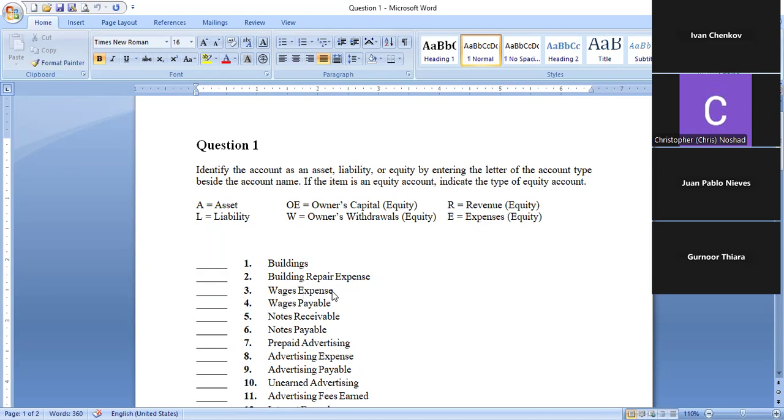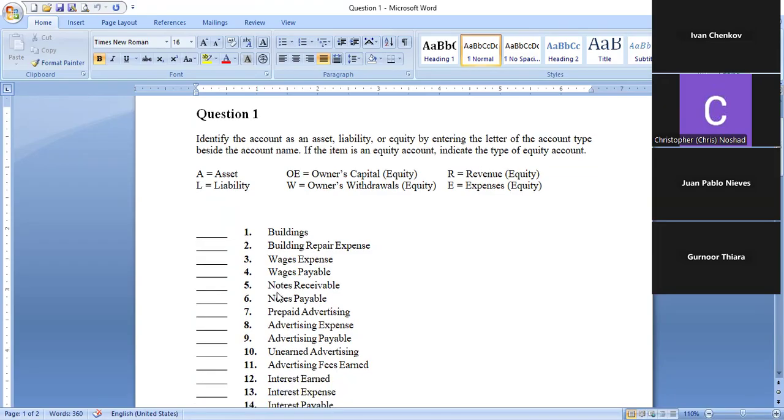Wages expense. Good. How about wages payable? Good. Not receivable. Now we have to get something from people. That will be an asset, yes. How about notes payable? Clearly a liability, correct.